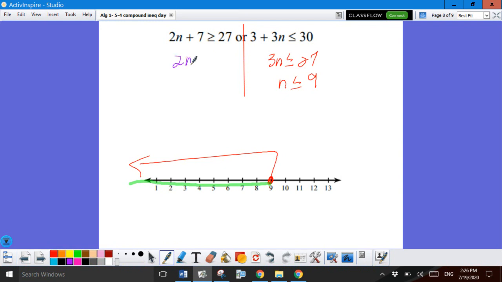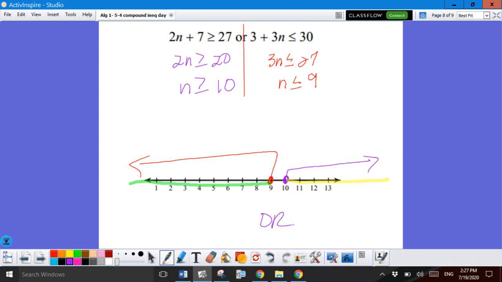2n plus 7, 2n is going to be greater than or equal to 20, so n is going to be greater than or equal to 10. So closed circle to the right, and solutions are going to be here, okay? So my no solutions are in the center. So this is no solution. So 9.5 would not work, but 10 would work, 11 would work, 12 would work, 13 would work, 8 would work, 7 would work.